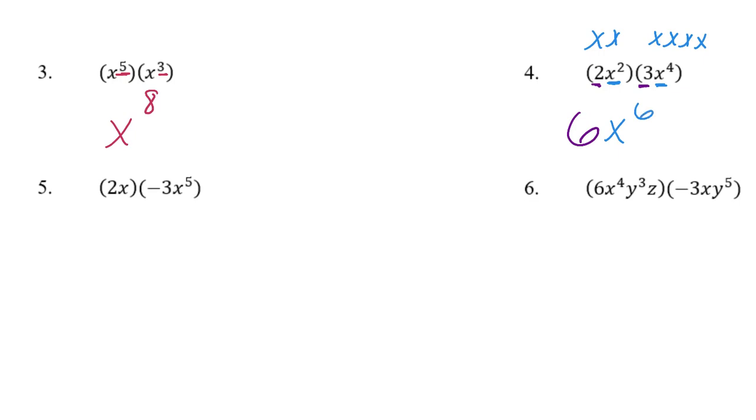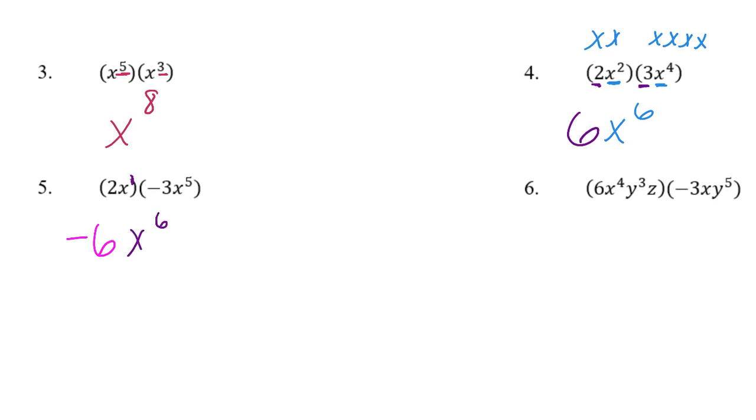Same thing on 5 and 6. We have 2 times negative 3 to get negative 6. And we have a single x here. Remember, if there's no exponent there, it's an automatic 1. And 1 plus 5 is x to the 6th.